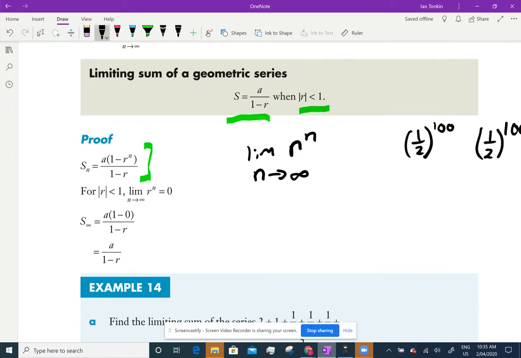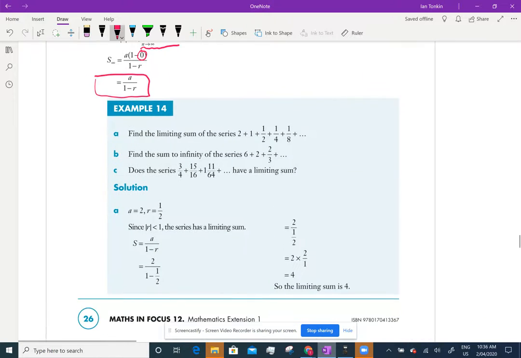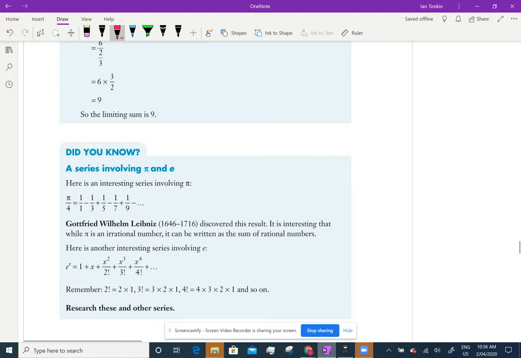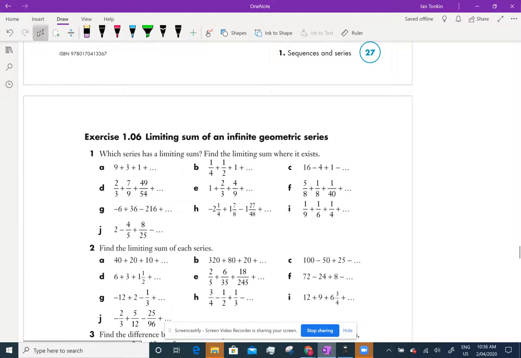This limit means that it's going to go towards 0, which means this bit becomes 0, which means all I'm left with is a times 1. Well, a times 1 is a, and hence you get this beautiful formula: a over 1 minus r. So this is not too difficult because there are only two variables, a and r, and then the limit. So let's have a go at some of these.